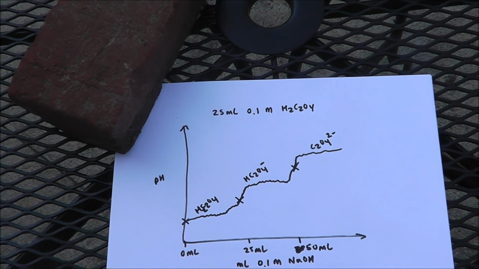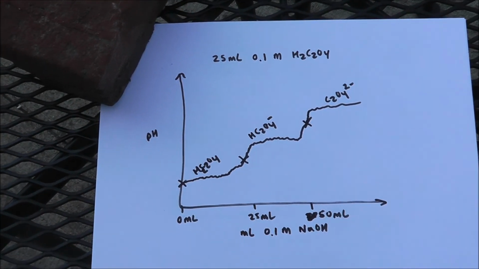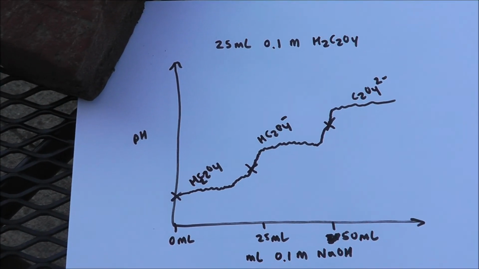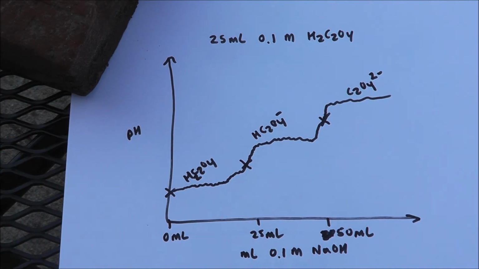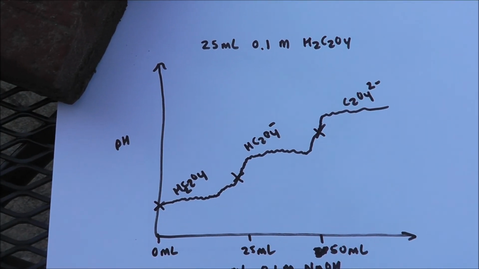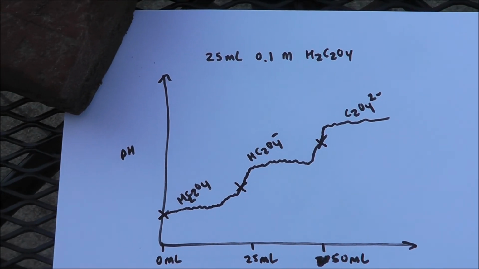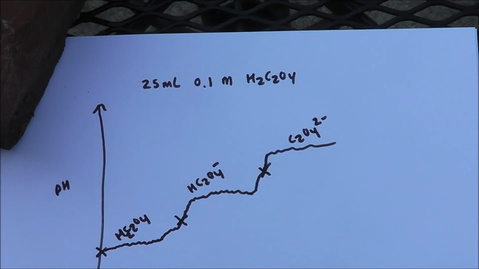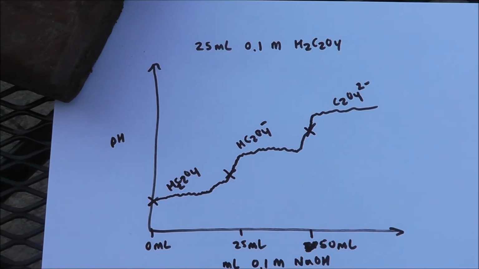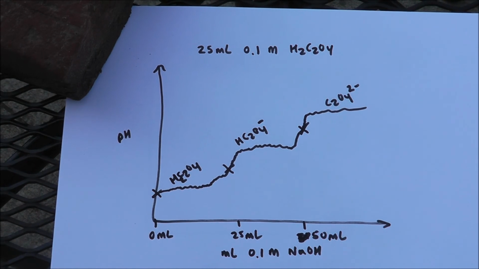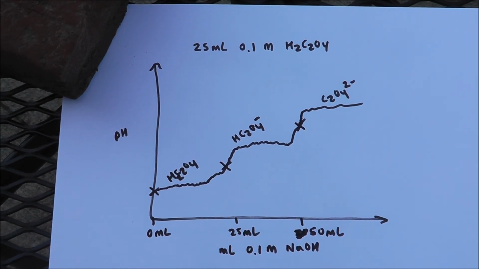Bang! This thing would have 2 waves, 2 endpoints. One where the first H plus comes off, and then you'd have HC2O4 minus, and another endpoint where the second one comes off. Which indicator do you want to use? I don't know, it depends on which endpoint you want to find.